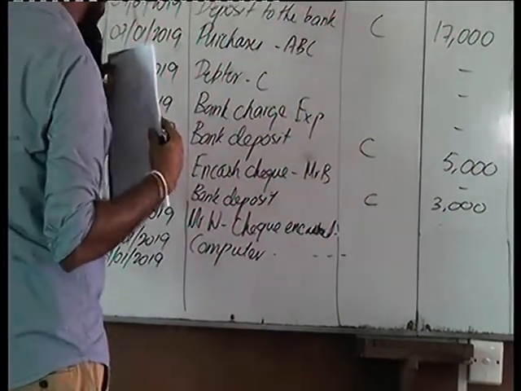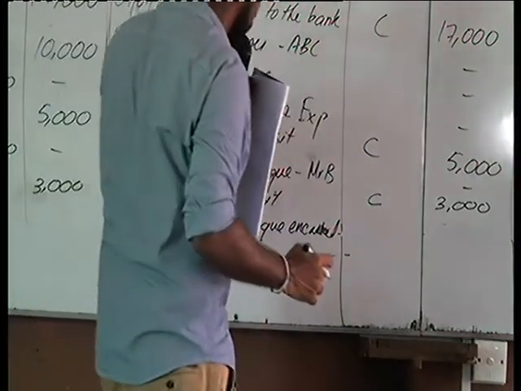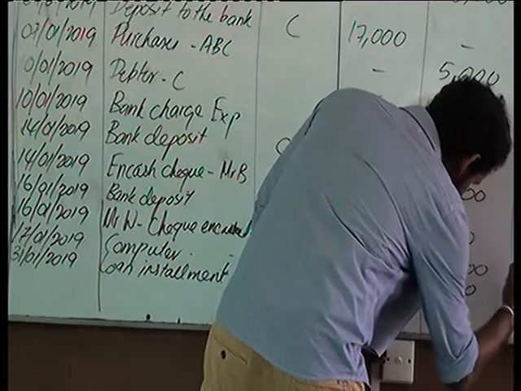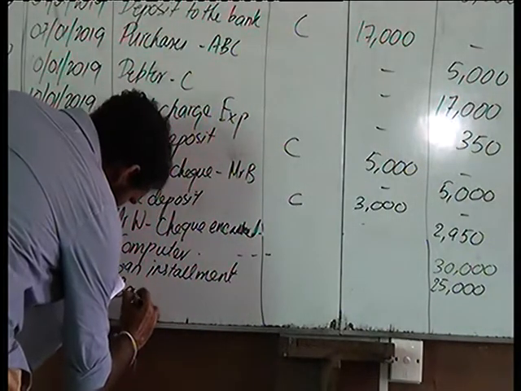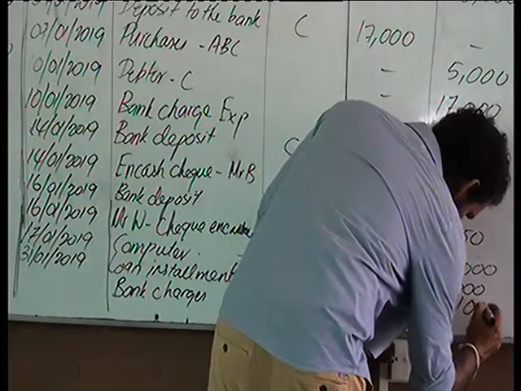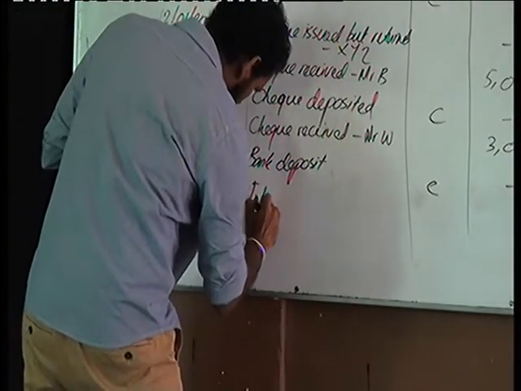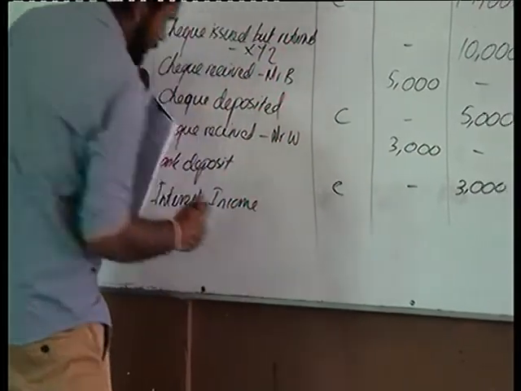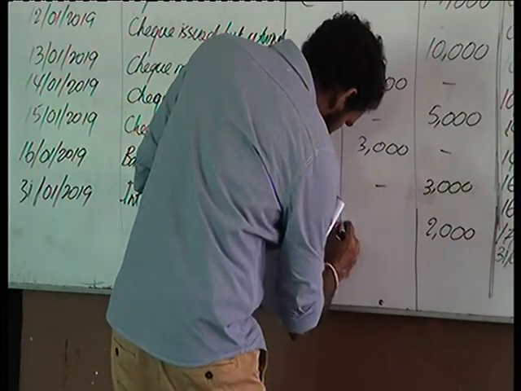It was bank loan installment. Loan installment deducted 25,000 credit to the bank, and then bank charges deducted 100 rupees from the bank account, and then on the fixed deposit interest income, 31st January 2019, there had been an interest income to the bank account amounting to 2,000.